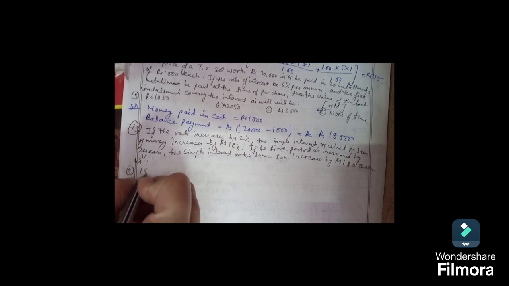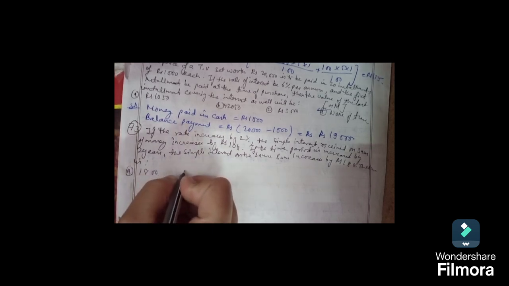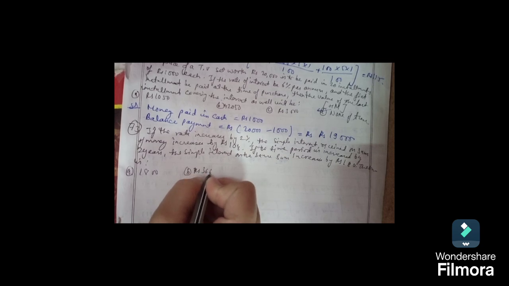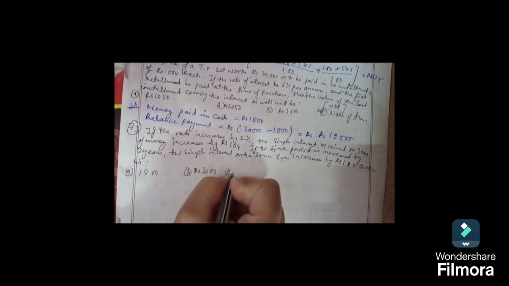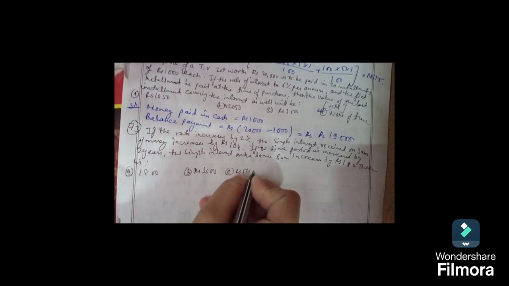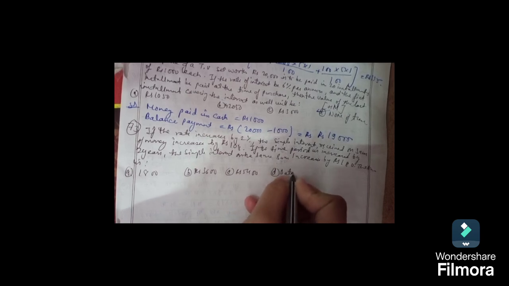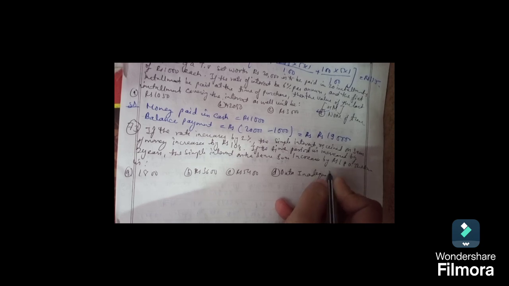Options are A 1800, B rupees 3600, C rupees 5400, D data inadequate, and E none of these. Let's go for the same here, and of course it is a very important one too. So we go for it.